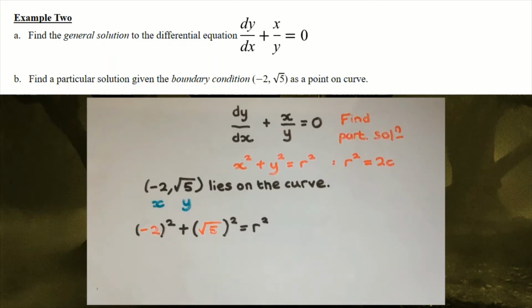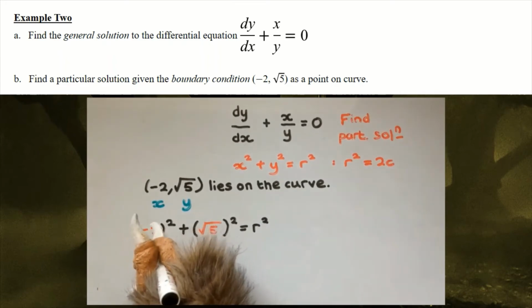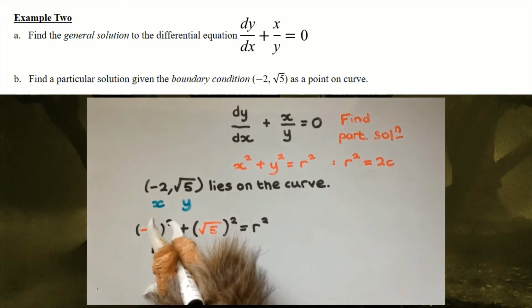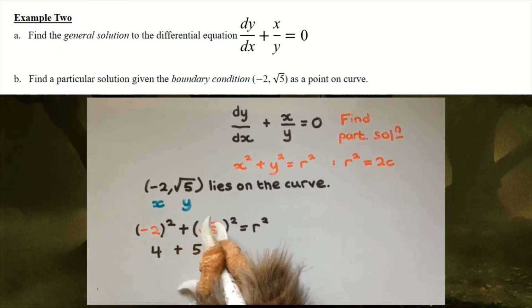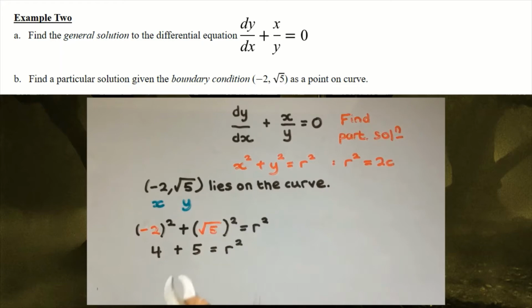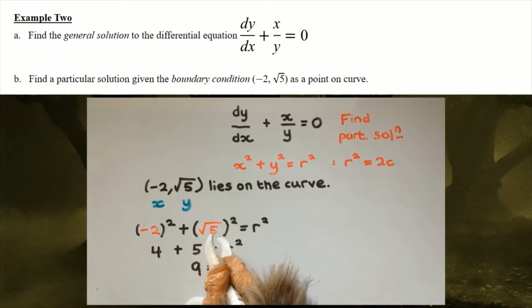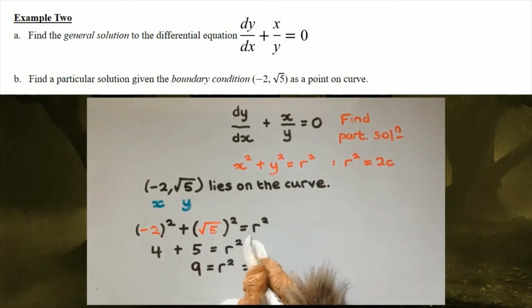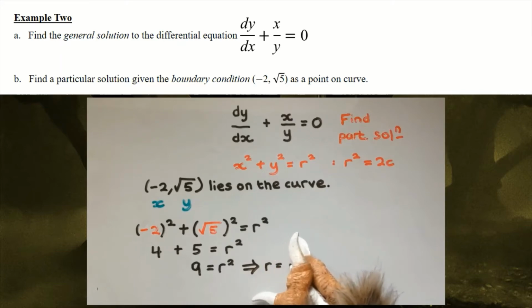Alright, so -2 squared, well, that's 4. And root 5 squared, they're inverse operations, that's plus 5. Equals r squared. So 9 equals r squared. So that means that your r is going to be 3. I'm not using -3, of course, because it's a circle, so it can't have a negative radius. But there we go, we've nailed down a particular circle, so it's a circle centre at the origin with a radius of 3.